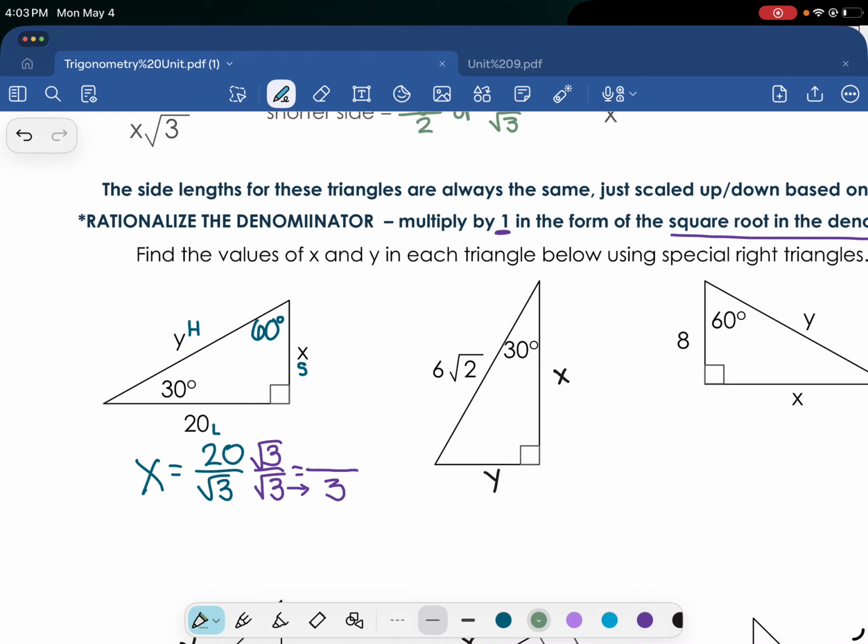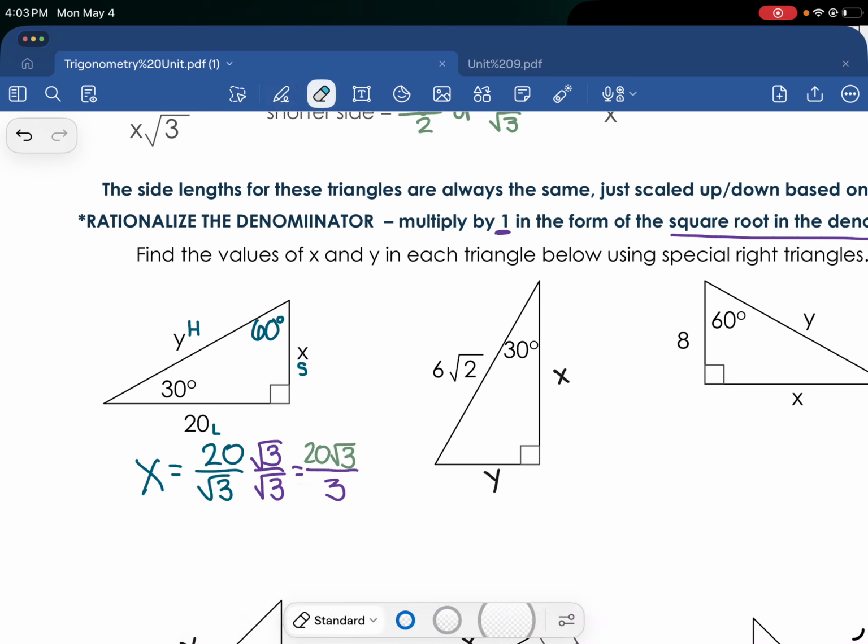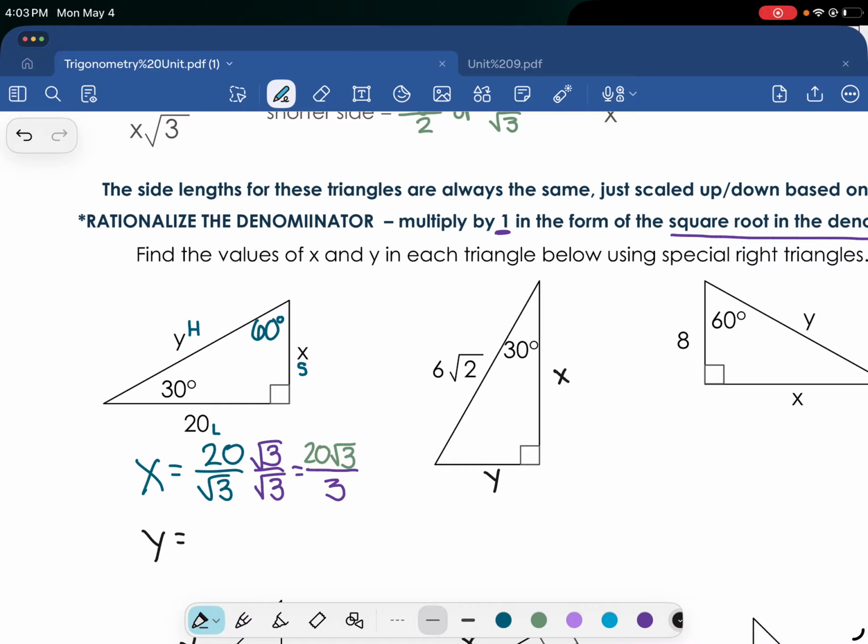And the top part is just going to be 20 square root of 3. That's it. You can't really do a ton with that. It's just 20 square roots of 3 over 3. If that is the shorter side, then the hypotenuse is 20 square roots of 3 over 3 times 2. Well, 20 times 2 would be 40 square roots of 3 over 3.